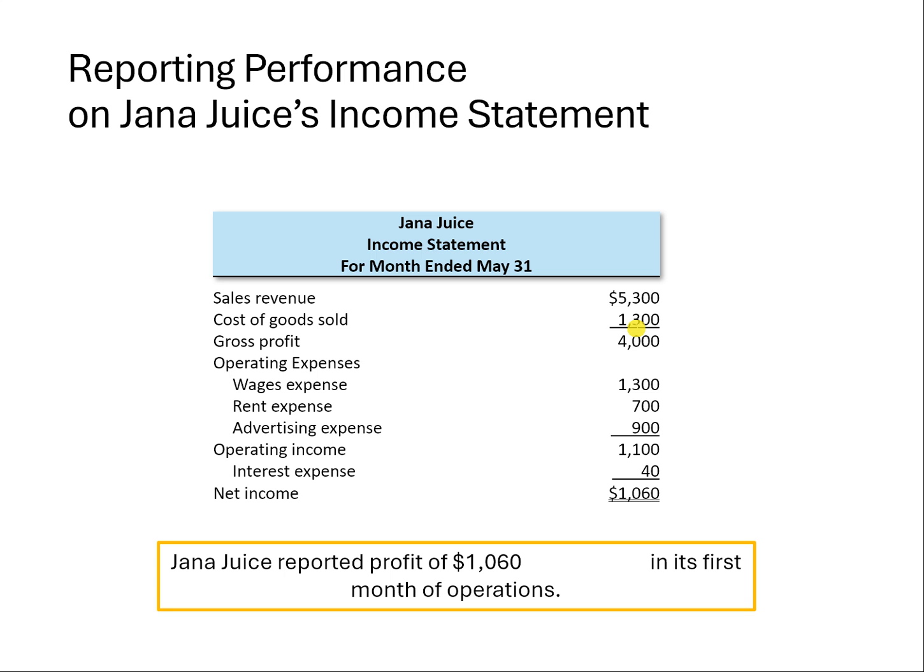Revenue less cost of goods sold equals gross profit, less other expenses: wage expenses, rent expenses, advertising expenses. We have the operating income, less interest expenses. We're going to have the net income. So we finished the income statement.